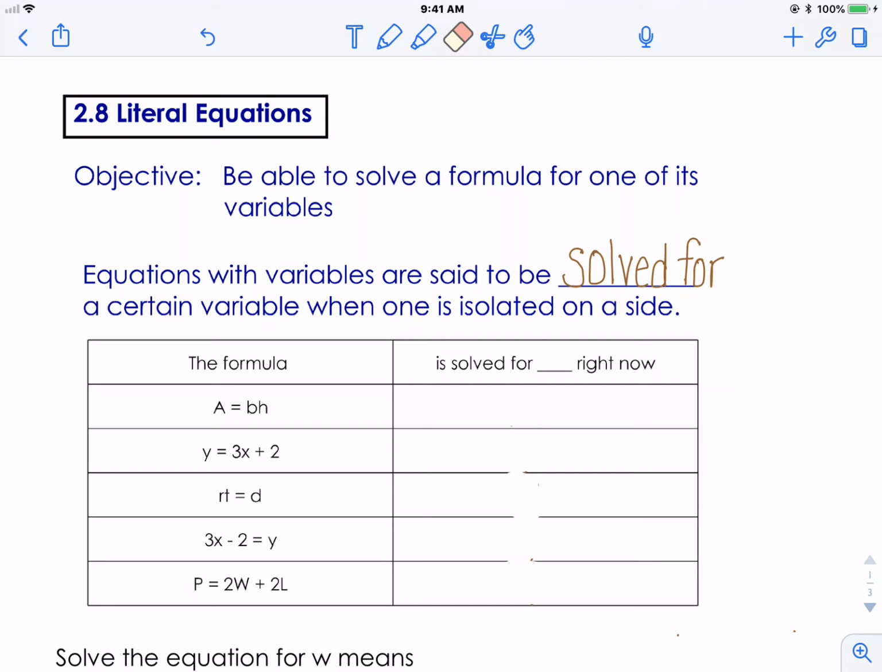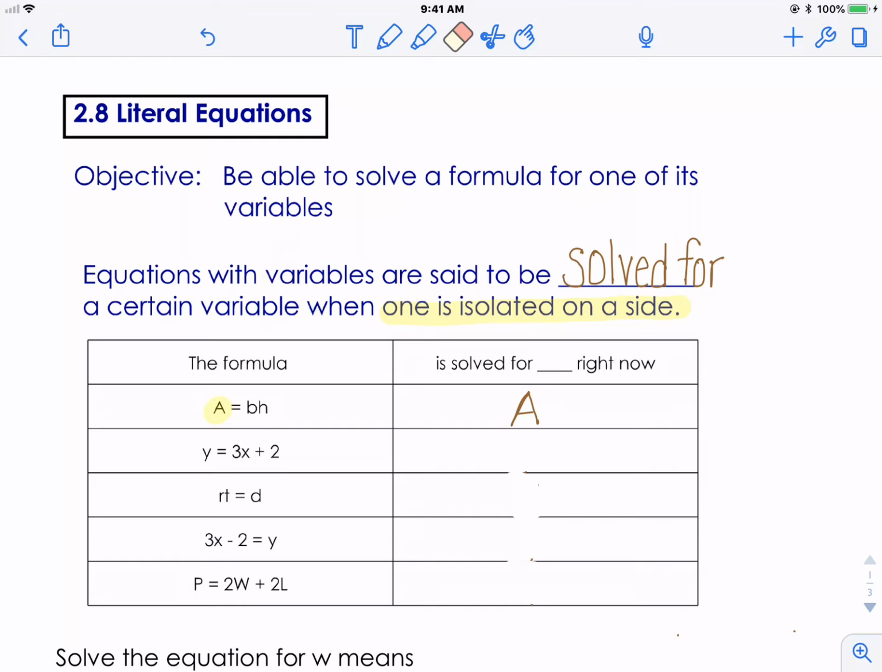Each formula in the tables is solved right now for a single variable. What that means is a single variable is alone on one side of the equation or the other. And when we use that verbiage, solved for a variable, then in that first formula, the variable that's isolated on one side is the one that it's solved for. So in the first one in the table, it's solved for A. In other words, area is what this formula outputs.